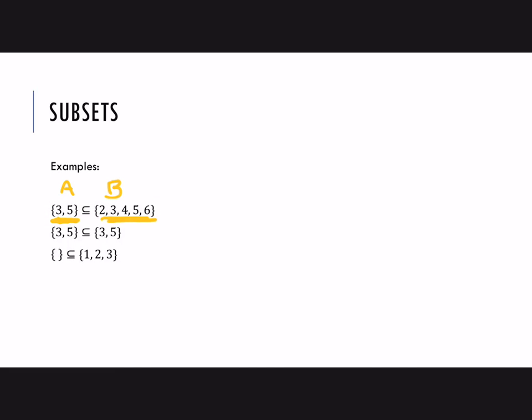The second example is: is the set containing 3 and 5 a subset of the set containing 3 and 5? Yes, this is a true statement. According to our definition, all the elements in here are from the set on the right, and there's nothing in the set on the left that's not in the set on the right. This would be similar to 5 being less than or equal to 5. When those are actually equal, that's a true statement.